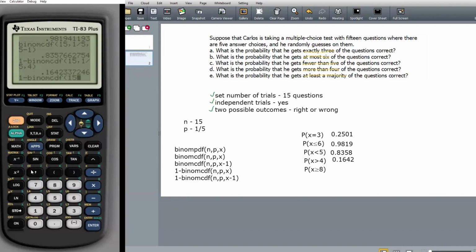15, comma, 1/5, comma, 8 minus 1, close parentheses. And I can double check that this matches my preview. I can see it says 1 minus binomial CDF n, comma, p, comma, x minus 1, close parentheses. So I can see that my probability that he gets at least a majority is 0.0042.